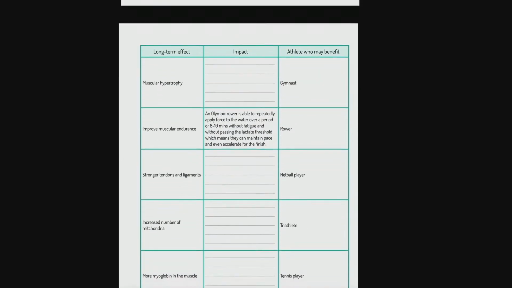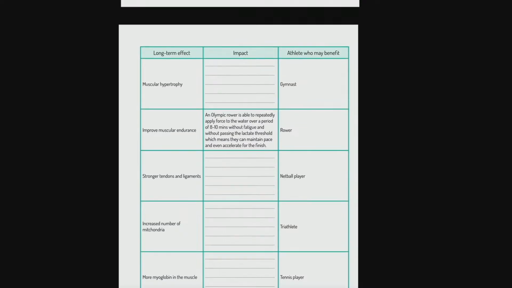Okay, we've got more tables. Oh dear, I'm Gary Table. I'm Johnny Excel sheet here. Sorry, but nevertheless, let's look at the long-term effect.